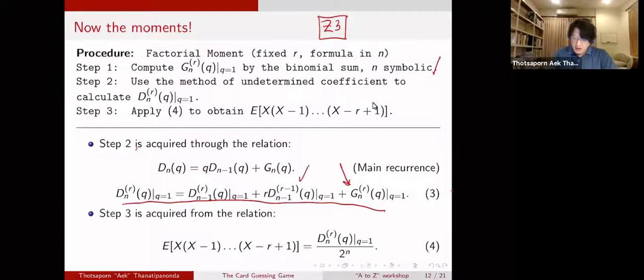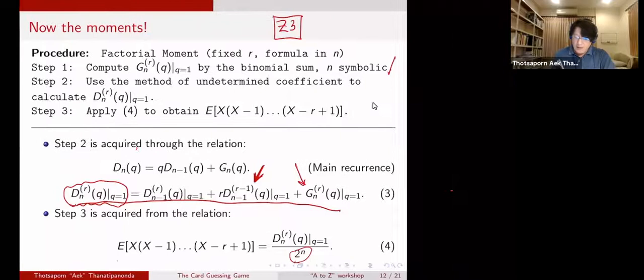Once you know the formula for G of N, we know this also, say we do it for I equal to 1 to 2. So we know this term also. Now you've got the difference equation, and then you can use the method of undetermined coefficients to solve for D of N. Once you get D, you divide it by 2 to the N, you get the factorial moment.